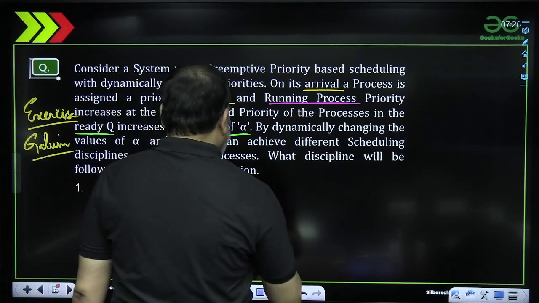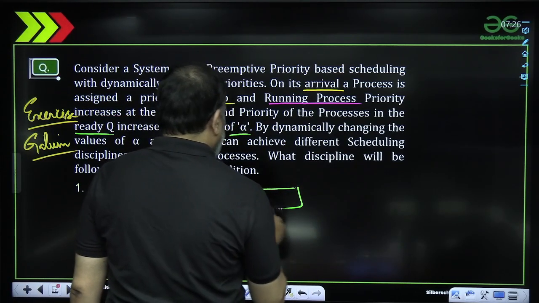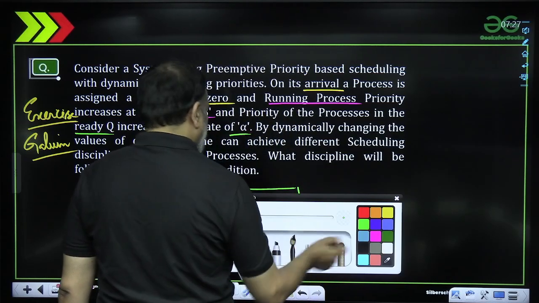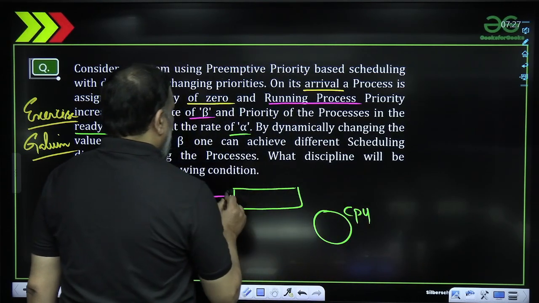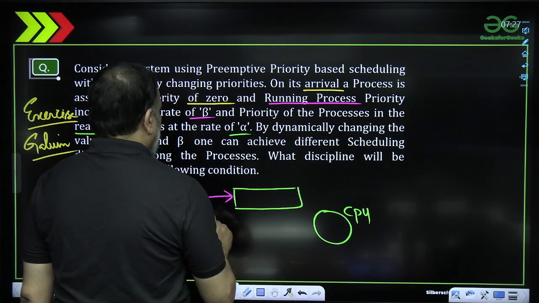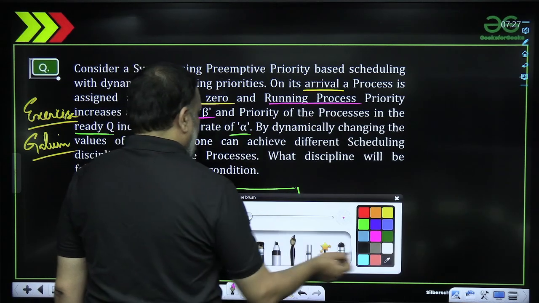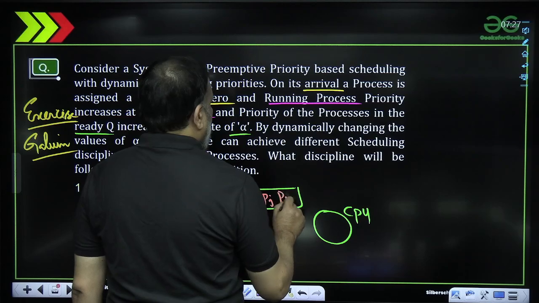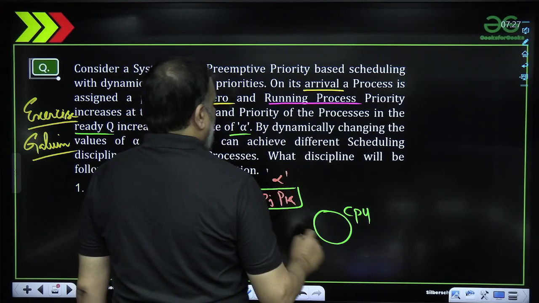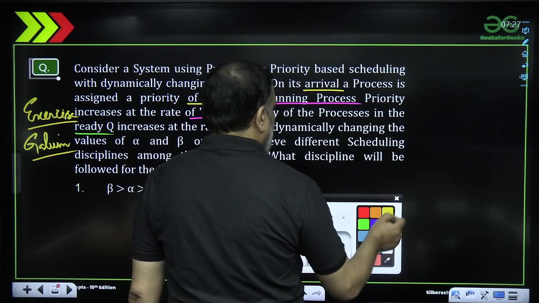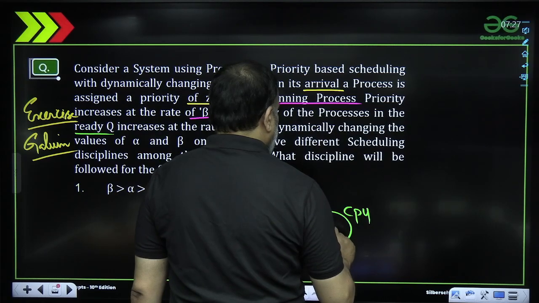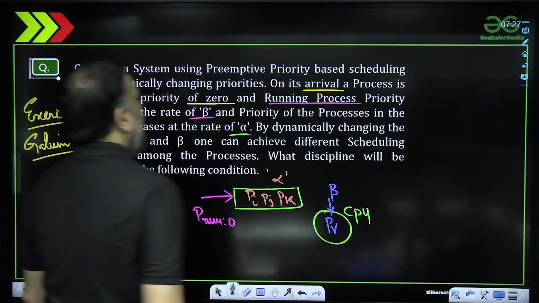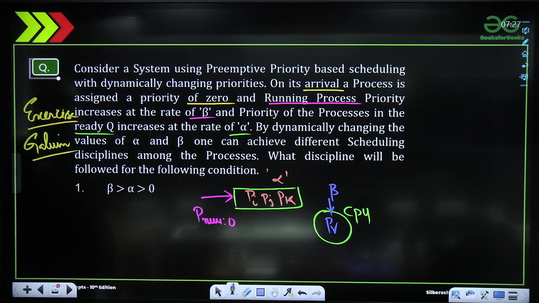So if you prepare a simple schematic view here, this is the ready queue and this is the CPU. Alright, so please pay attention. When a new process arrives, P new, its priority is 0. And those processes which are in the ready queue, Pi, Pj, Pk, their priority increases at the rate of alpha, and whichever process is running on the CPU, its priority increases at the rate of beta.